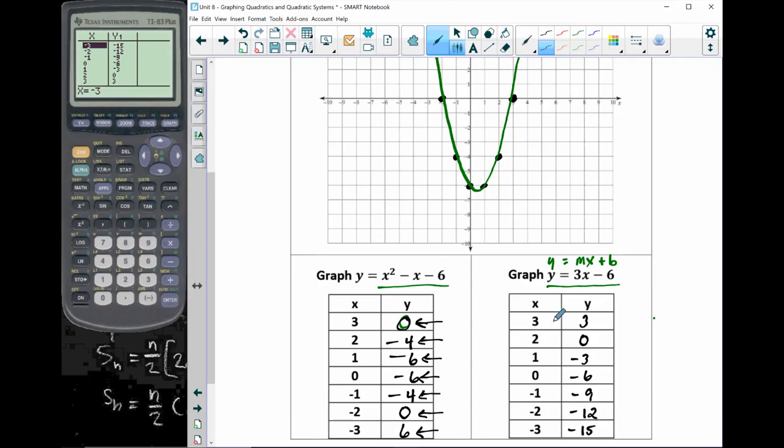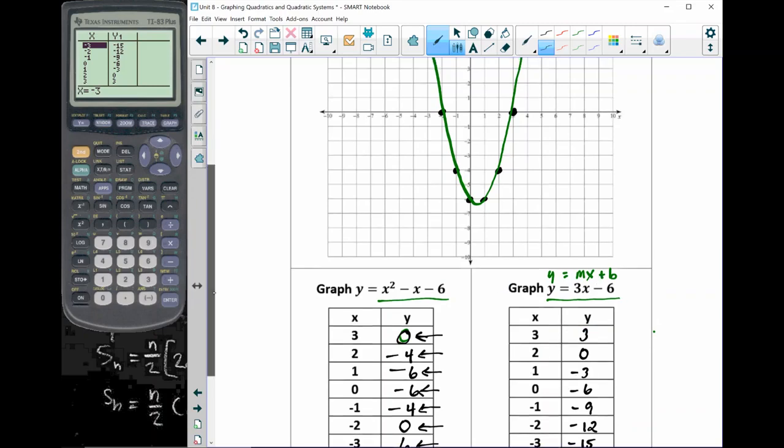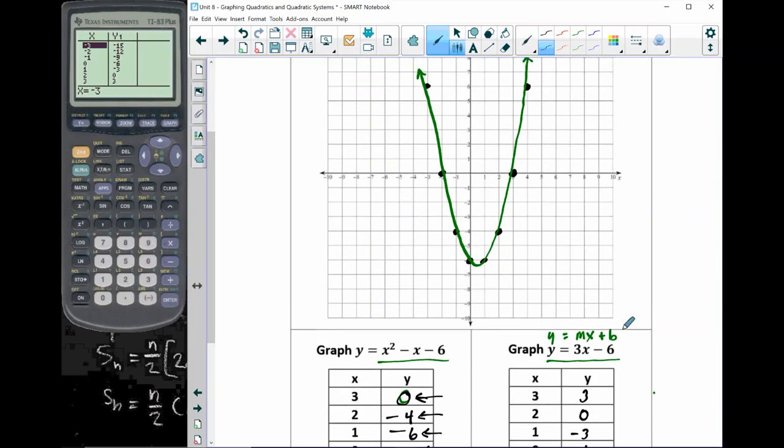Now, I can go through and graph these points if I want. But remember, there's an easy way to graph straight lines. Remember that my y-intercept is the point on the graph where the line crosses the y-axis. So if I look at this b, this y-intercept, I know I need to put a point. I'm going to change my color here so it's easier to see. I know I need to put my y-intercept for my linear line right there on negative 6.